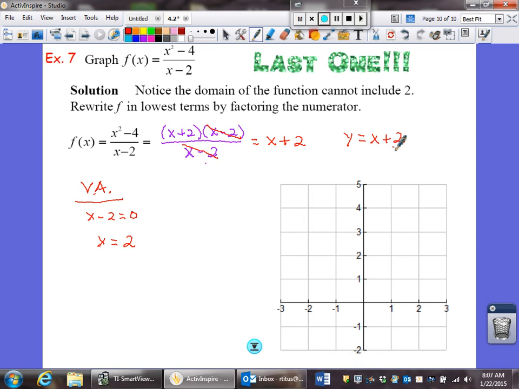So this is just a linear graph. It has a y-intercept of 2. It has a slope of 1, up 1 over 1. But the thing I have to be aware of is that technically there is no answer at 2. At 2, there's no answer. We don't call it an asymptote because the graph does not turn and follow it, okay? It just skips over it. There's a hole in the graph itself.